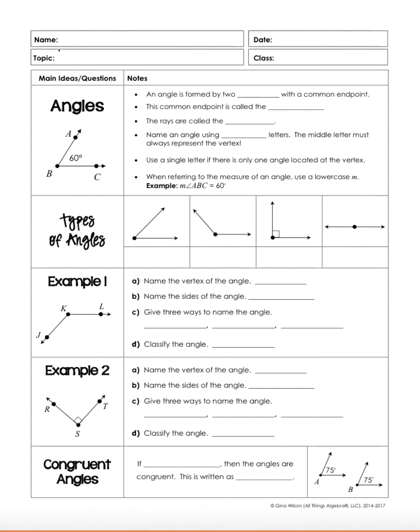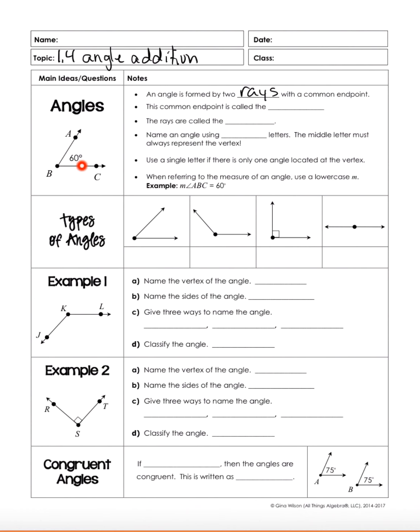We're going to look at 1.4, which is angles, and also the angle addition postulate. Okay, so we got to talk a little bit about angles. All right, an angle is formed by two rays with a common endpoint. So what does that mean?